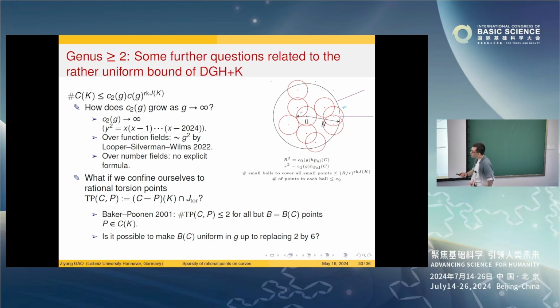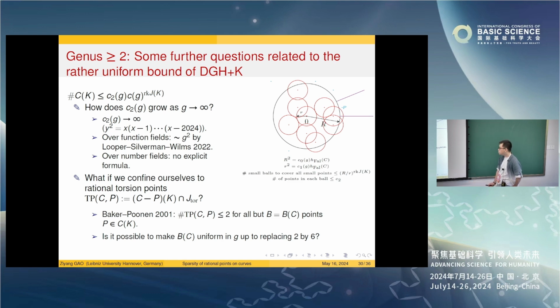Next, if we confine ourselves to rational torsion points, or torsion points, can we say something more? Here is a uniform result of Baker and Poonen. They prove that the torsion packet here has cardinality at most 2 for all but finitely many points for any individual curve. But here the constant, again, depends on the curve in a completely unknown way. We don't know which geometric invariant it depends on.